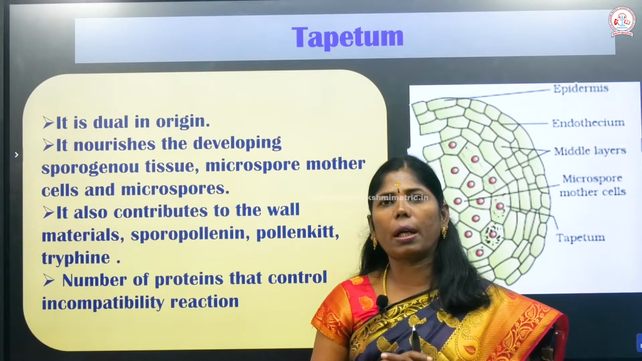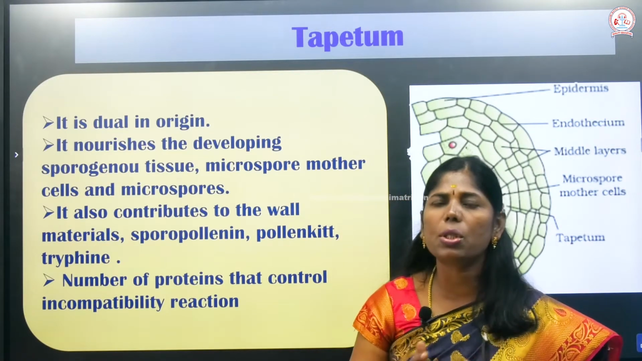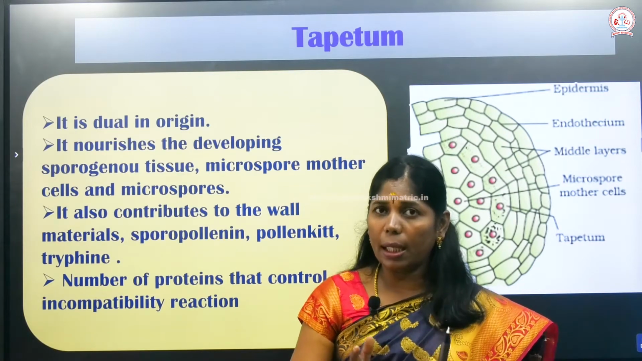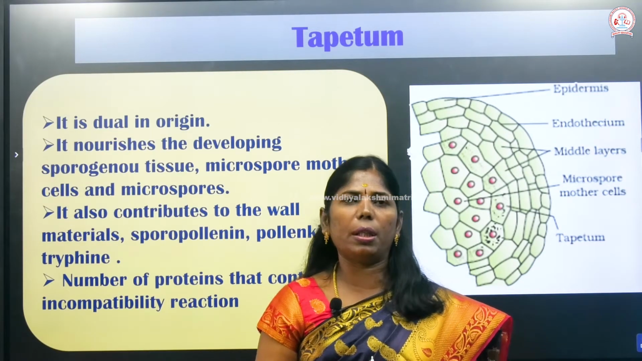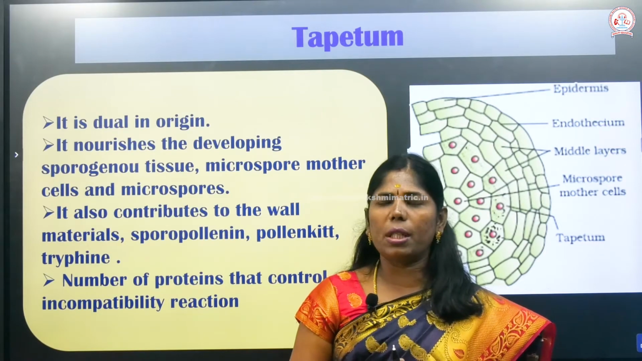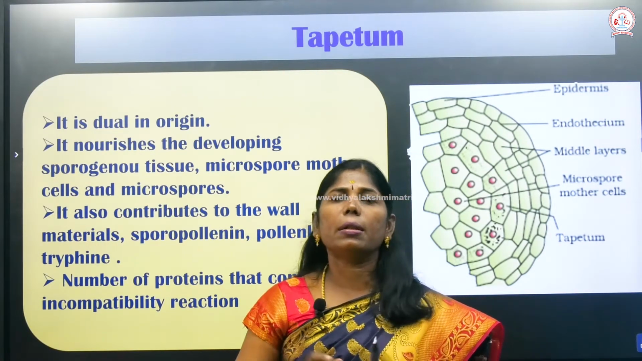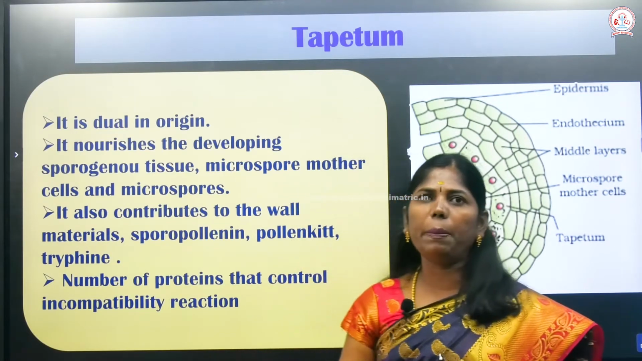This also controls the fertility and the sterility of the pollen grains. Whether a pollen grain should be fertile or sterile is determined by these proteins. These proteins are present in the tapetum, and because they are in the tapetum, it can control and determine that.